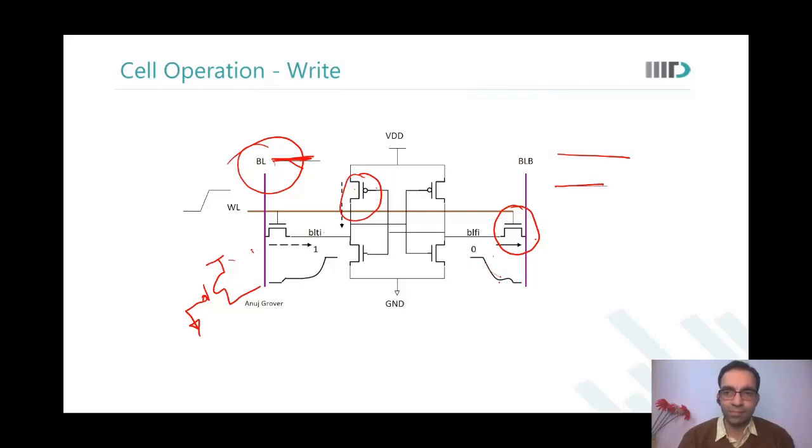Okay, thank you. Neeraj? Yeah, sir, as much as I understand, if we have to write 0, can we say we keep BL at 0, BLB at 1, and then we raise up the write line? Yes, if you want to write the other data, like we just wrote 1, 0 in the memory cell. Now you want to write 0, 1. So now in the next cycle, you will take bitline to 0. You will maintain bitline bar at 1 and you will write 0 on the BLTI side.